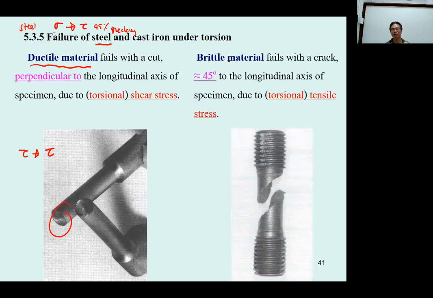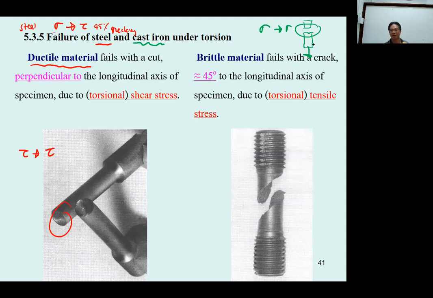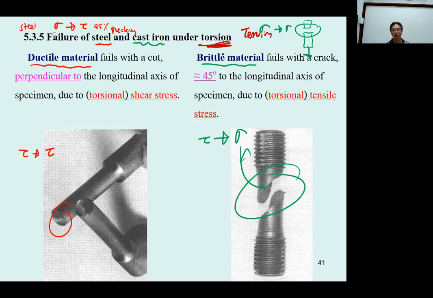And for the brittle material, such as the cast iron, the cast iron subjected to stress in tension fails like this, okay? It fails like this. However, when the brittle material is subjected to the shear stress by the torsional test, it fails by the normal stress, the fracture here is due to the normal stress. So I'd like you guys to understand the difference between the failure of the steel and cast iron under tension, and also under the torsion, they are different, okay?